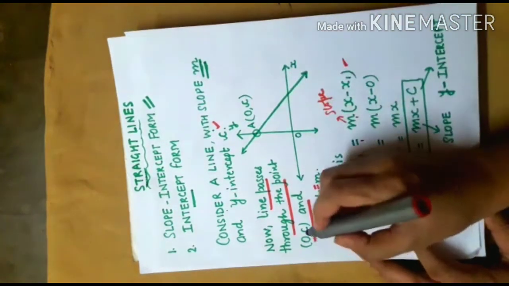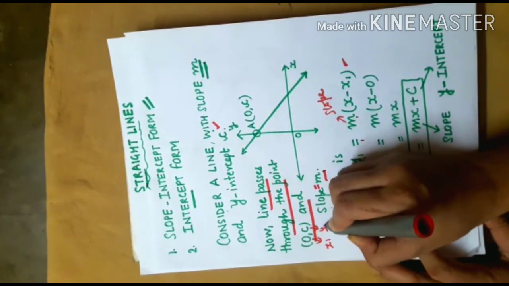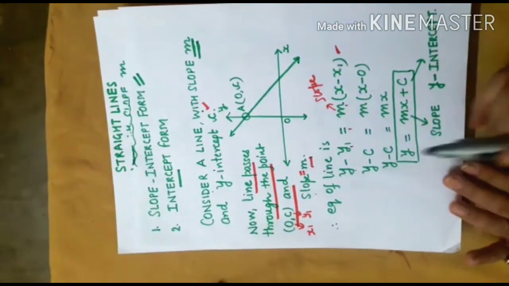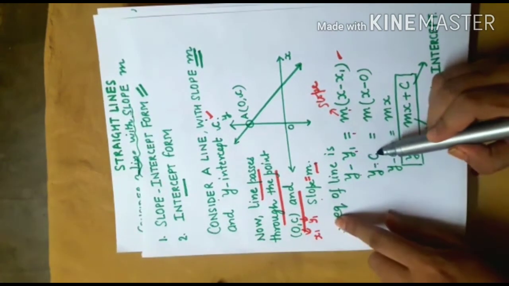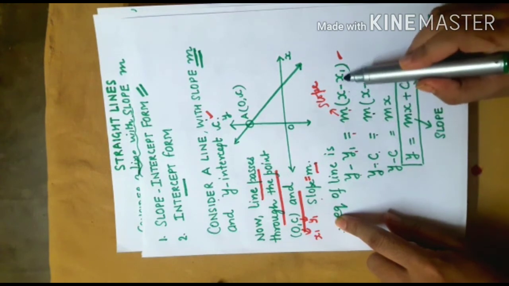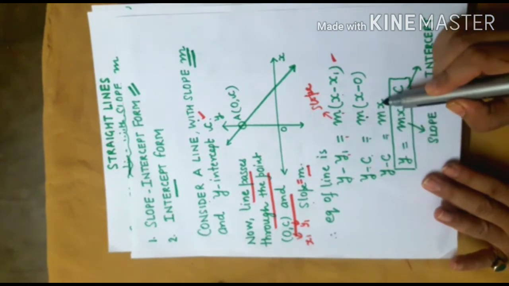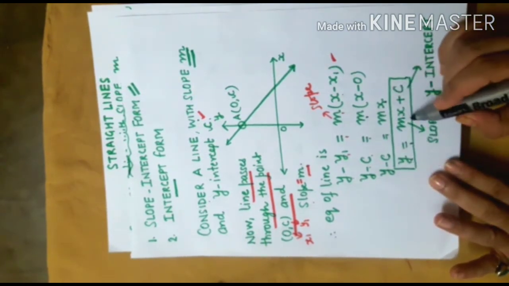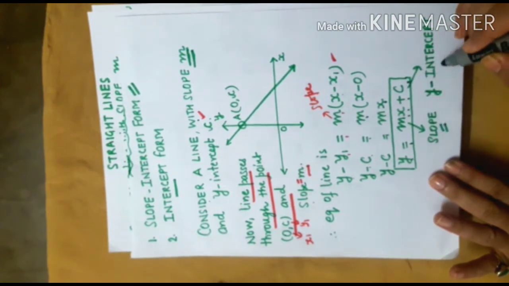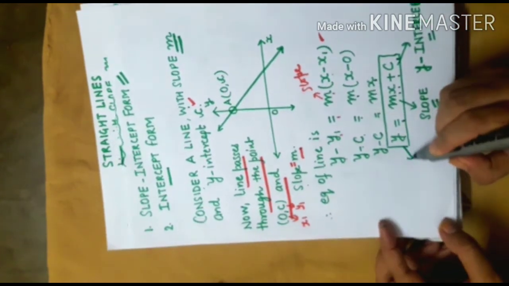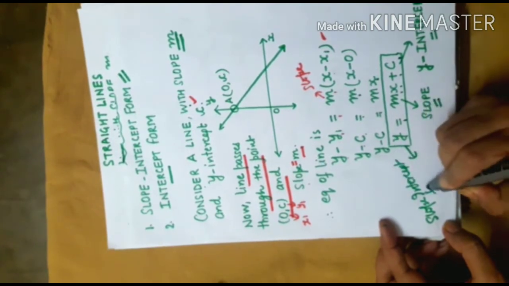Now the line passes through 0, c. So this is x1 and this is y1. So the equation of the line will be y minus y1, that is c, equals m, x minus x1, and x1 is 0. So I'll get y minus c equals mx, which is y equals mx plus c, where m is the slope and c is the y-intercept. And this is called the slope-intercept form.